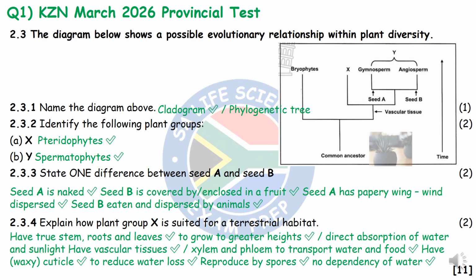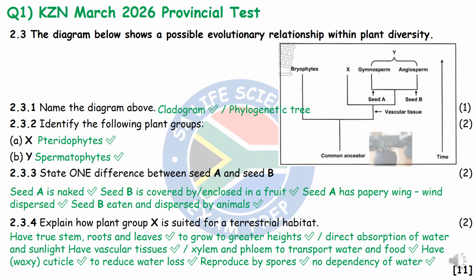Question 2.3.4 asks you to explain how plant group X is suited for a terrestrial habitat. Terrestrial means land, aquatic means water. So why would plant group X, which is the Pteridophytes, be best suited for a terrestrial habitat? You need to give 2 reasons. Number 1, it has a true stem, true leaves, and true roots, allowing it to grow to greater heights, or this allows it to absorb water and sunlight.